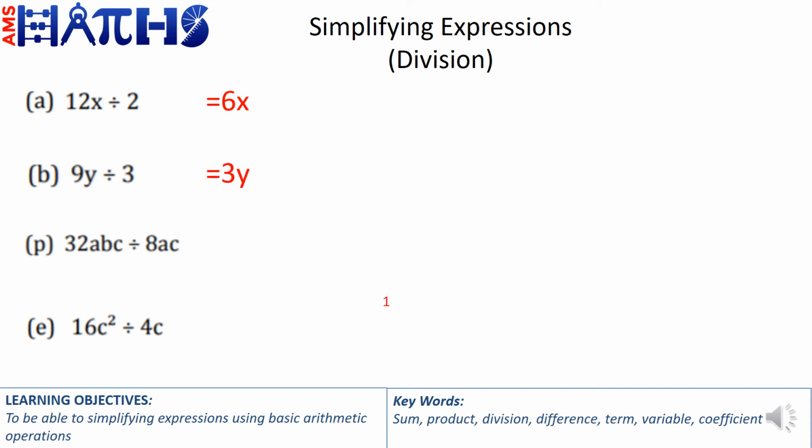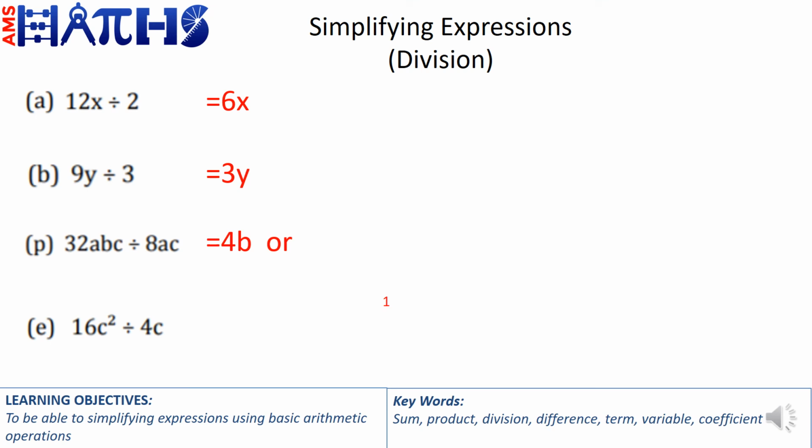Now, in our next example, we have 32abc divided by ac. What we would do is divide 32 by 8, dividing our numbers, and we get 4. Then when we divide a by a, that gives us 1. When we divide c by c, that gives us 1. And then b is not being divided, so what we are left with is 4b.